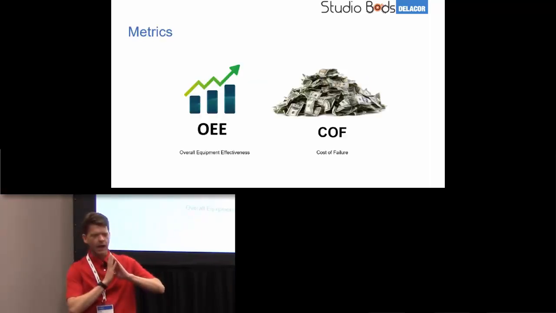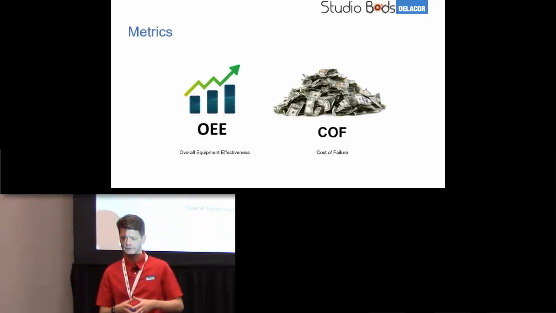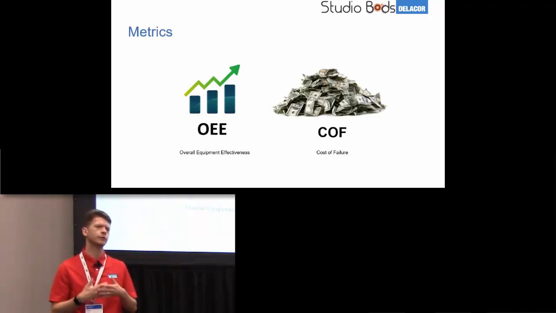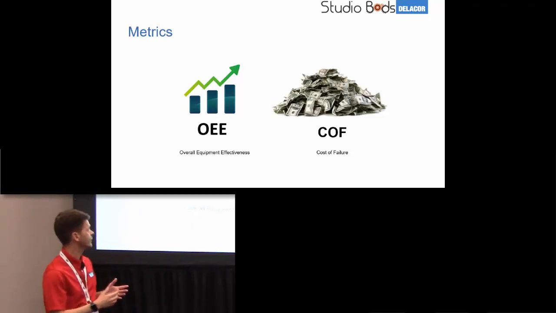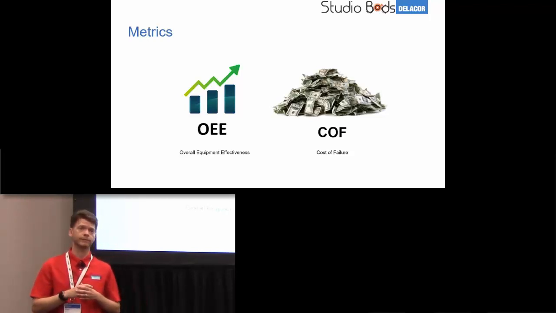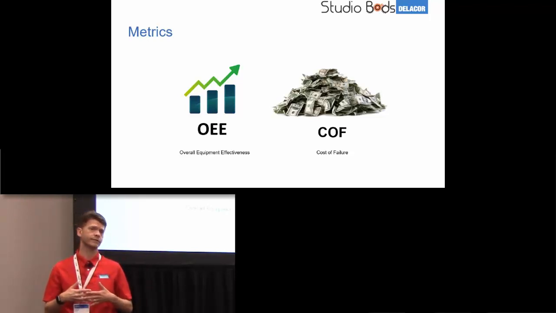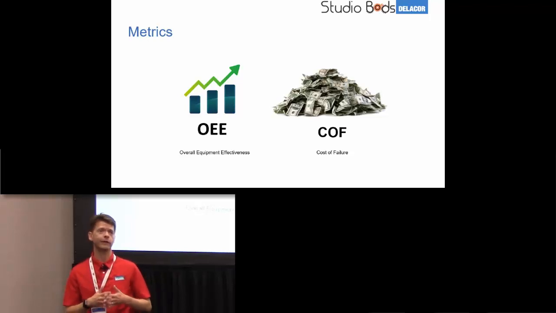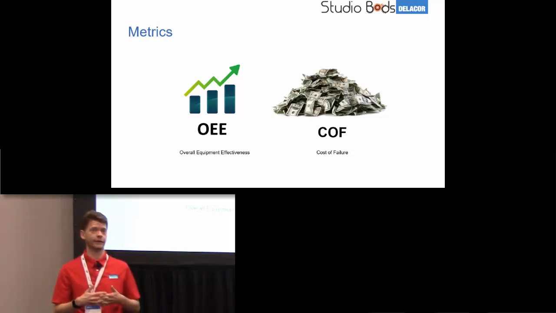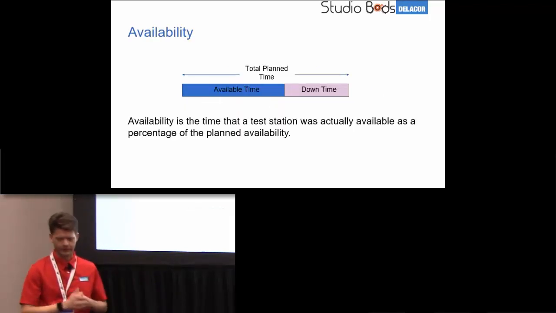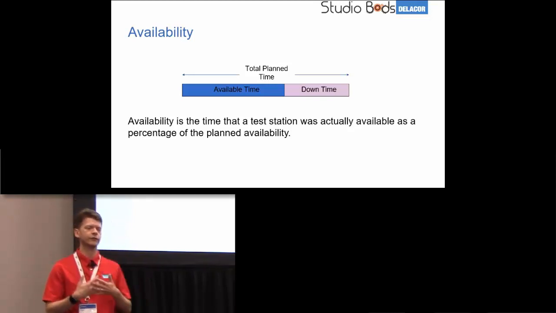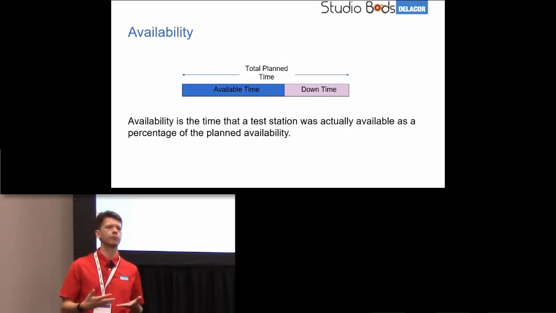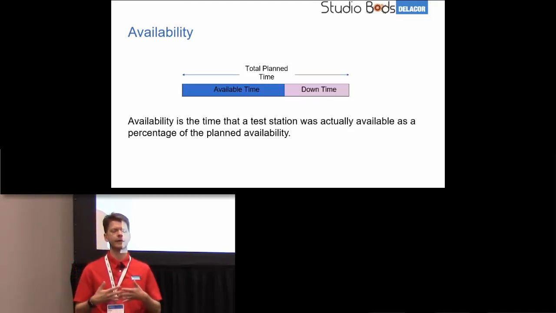So, for those of you who didn't raise your hand, I'm going to be talking about 2 particular metrics that can help us understand how our test station is performing. The first metric I'm going to be talking about is OEE, and that stands for Overall Equipment Effectiveness. The second one, next to the pile of money, is the cost of failure. So, OEE is a composite measurement. It consists of 3 subcomponents that allow us to characterize that test station.